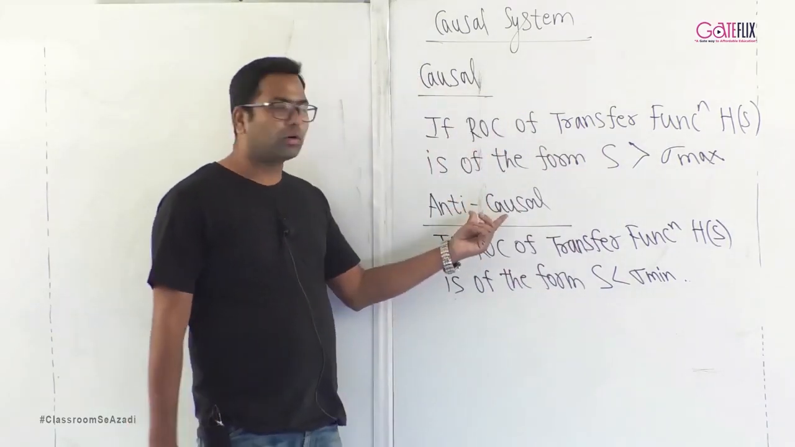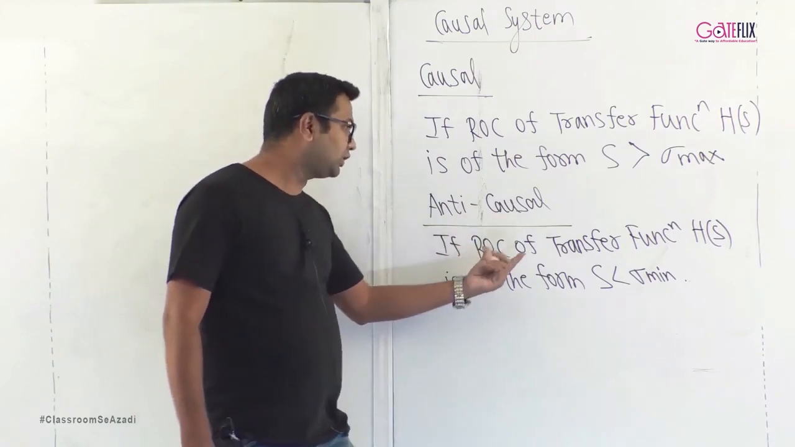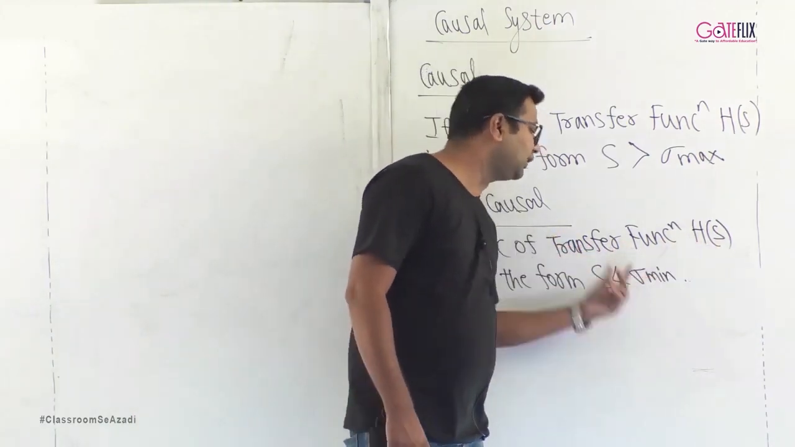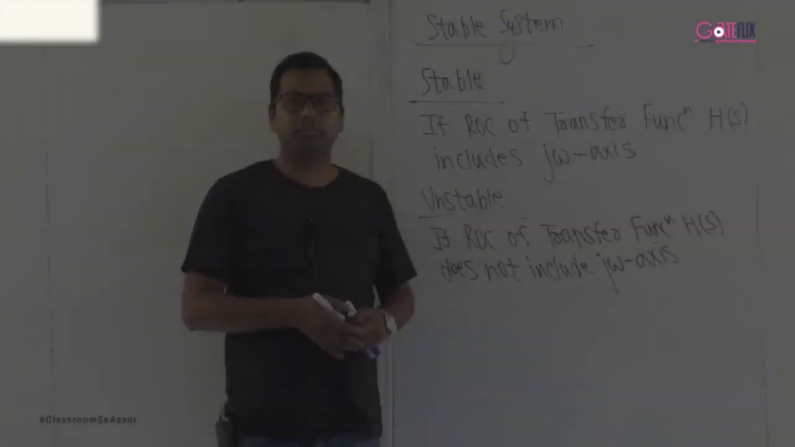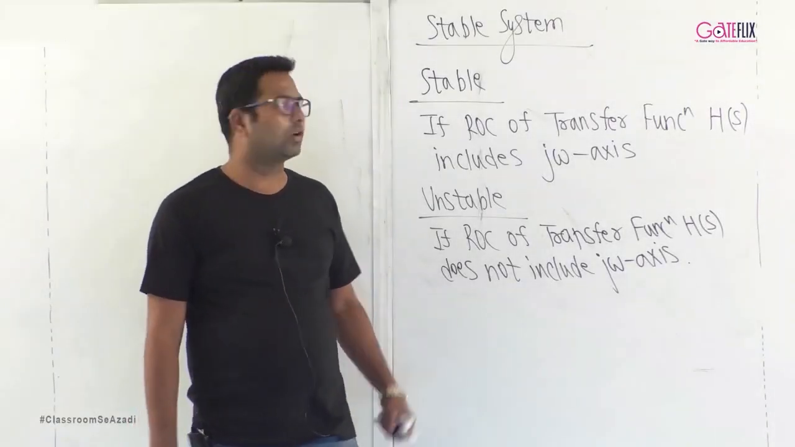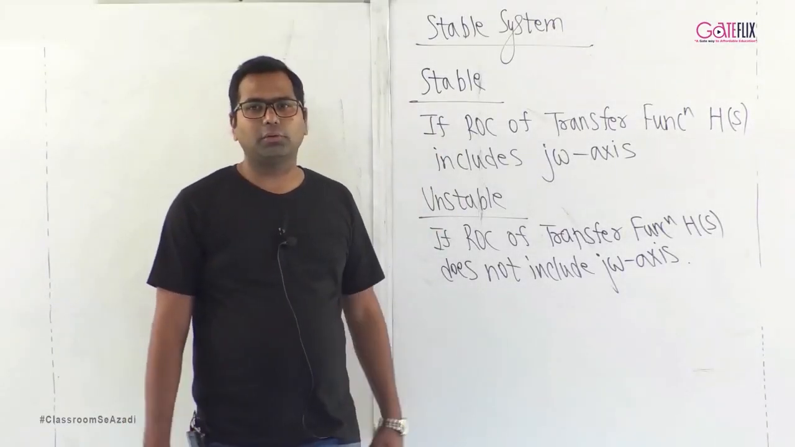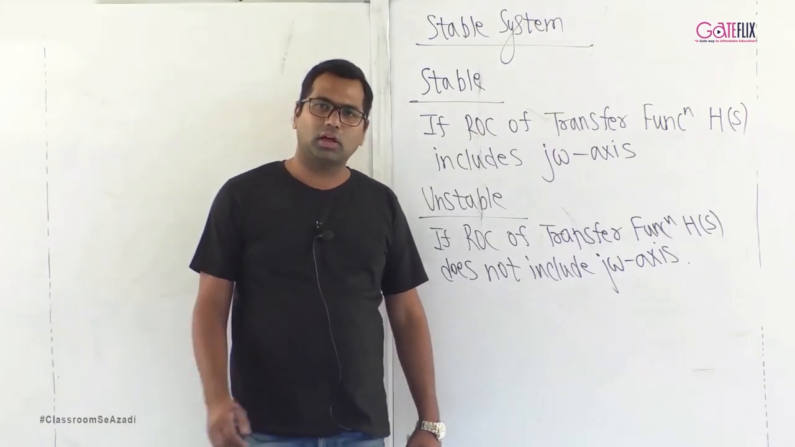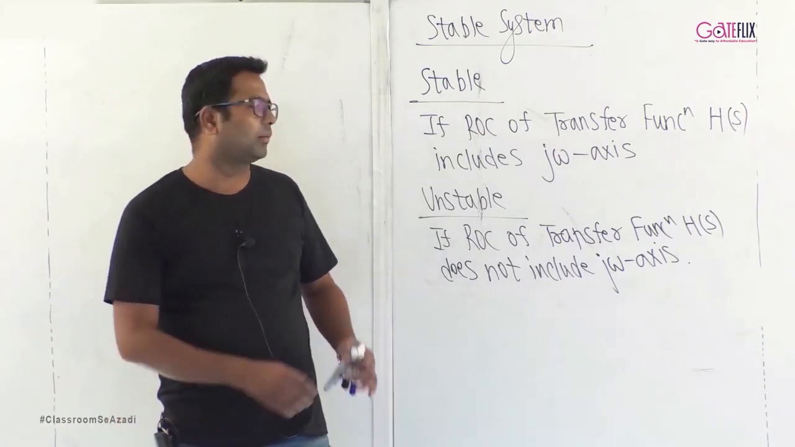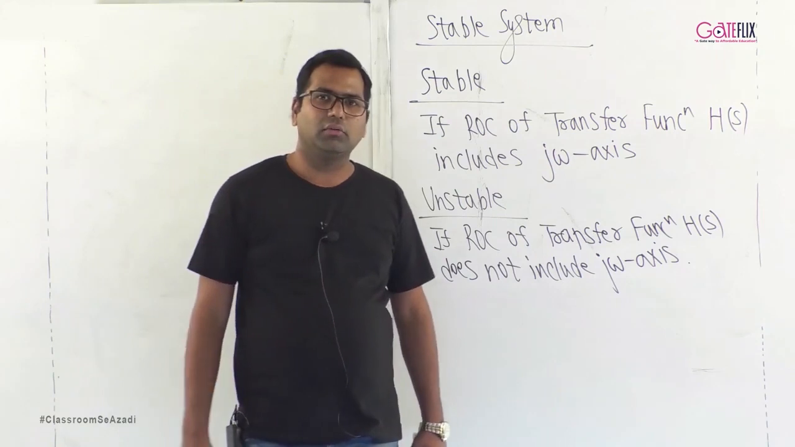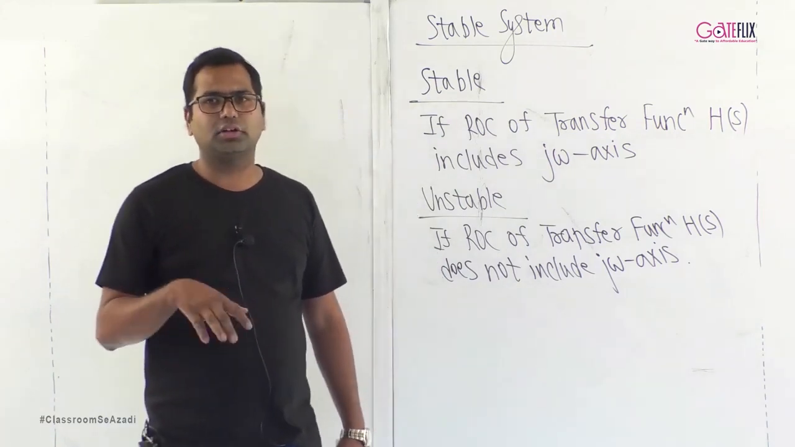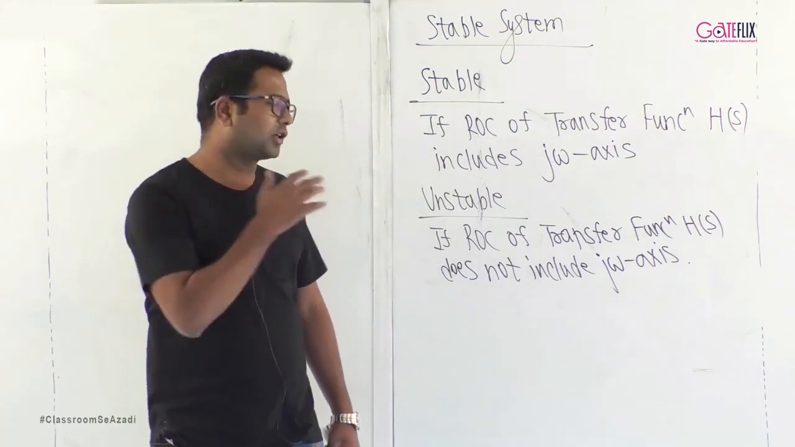Similarly, a system can be called anti-causal if the ROC of the transfer function H of s contains the less than sign. Similarly, we will look at the definition of a stable system from the point of view of the transfer function. Again, to define a stable system by using the transfer function, we need to look at the ROC, or region of convergence, of the transfer function.